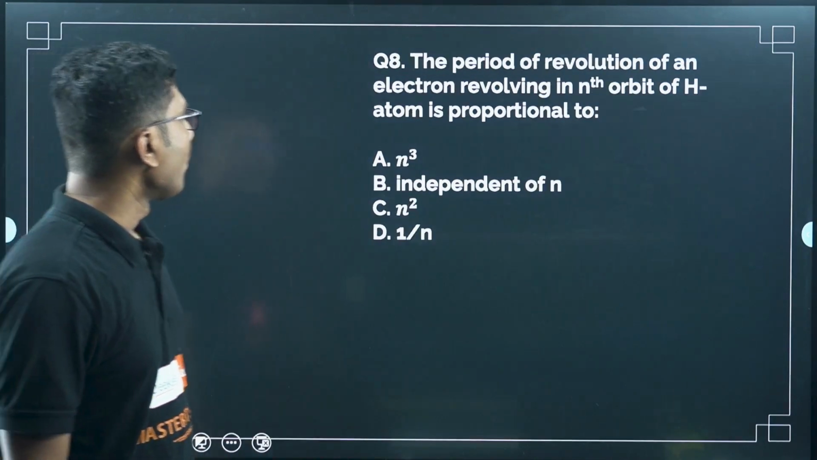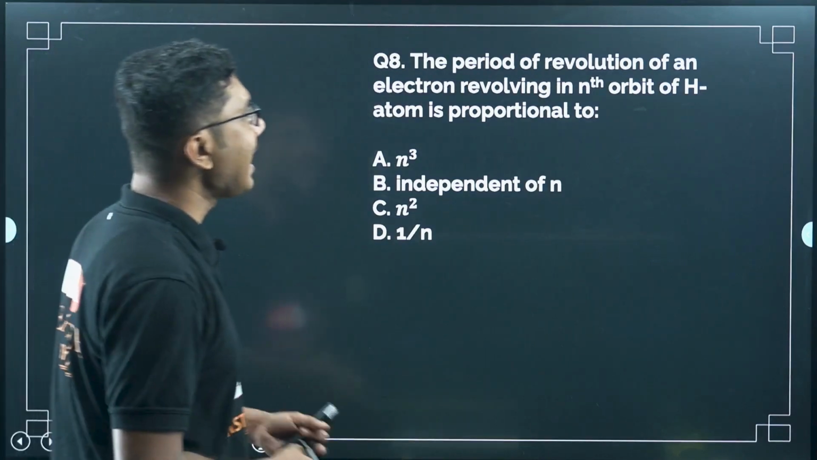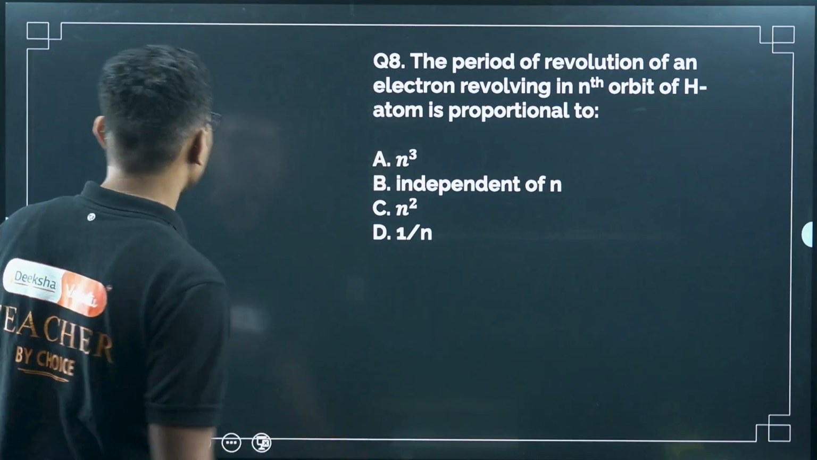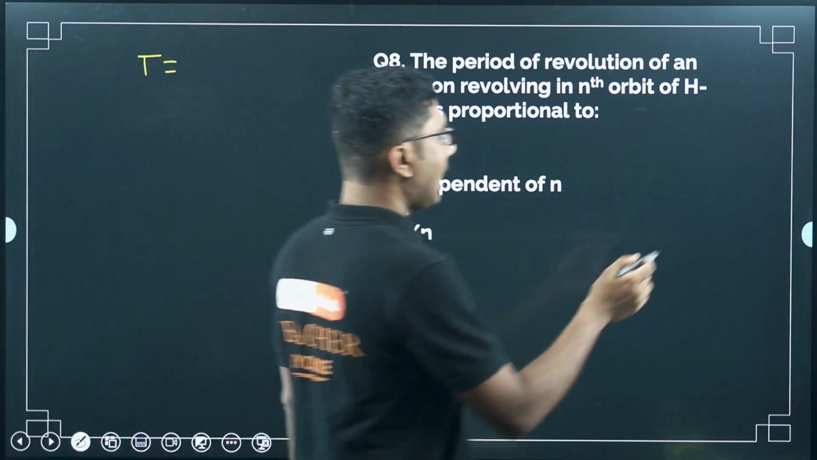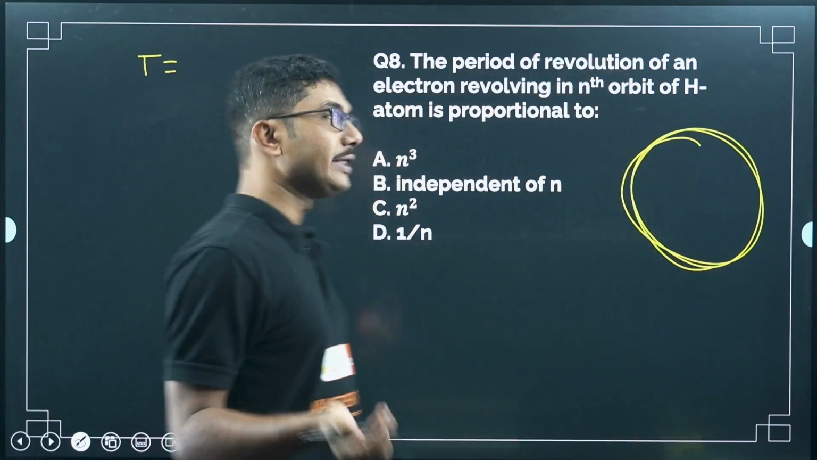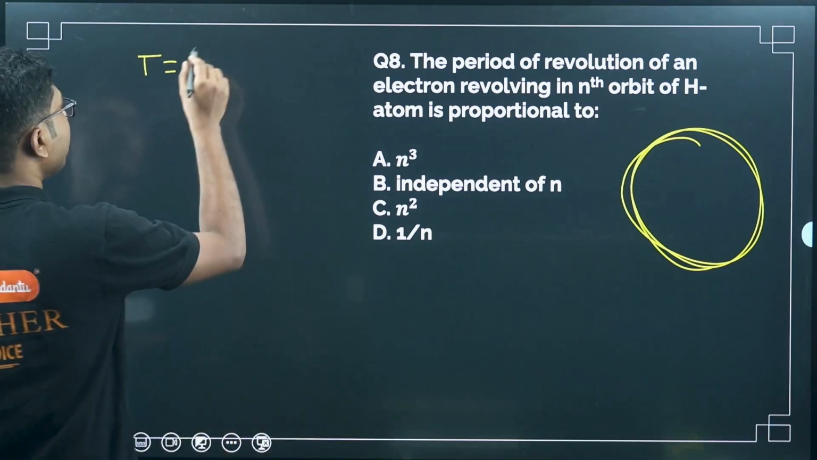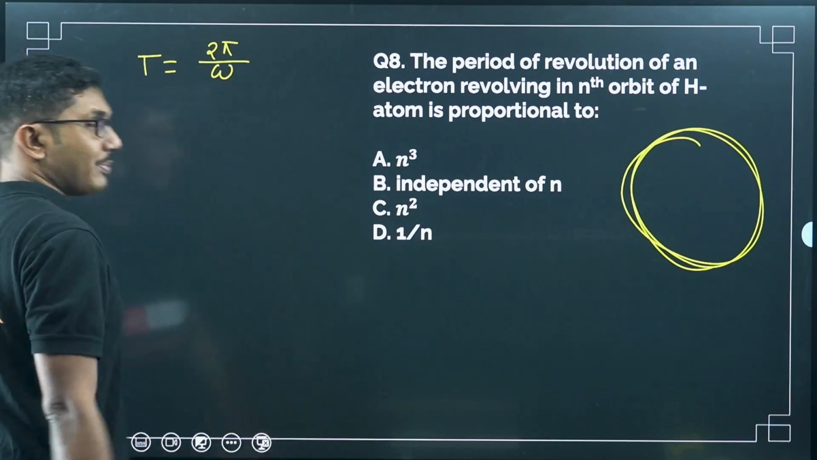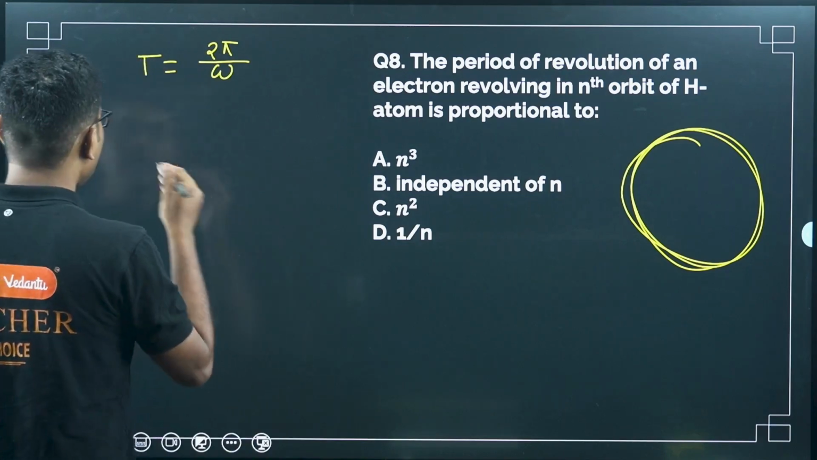Now question number 8: the period of revolution of an electron revolving in the nth orbit of a hydrogen atom is proportional to what? So what is the time period? Electrons are orbiting in the hydrogen atom. They have asked us to find what the time period is proportional to, based on the quantum number n, right? So we know that time period is 2 pi by omega.